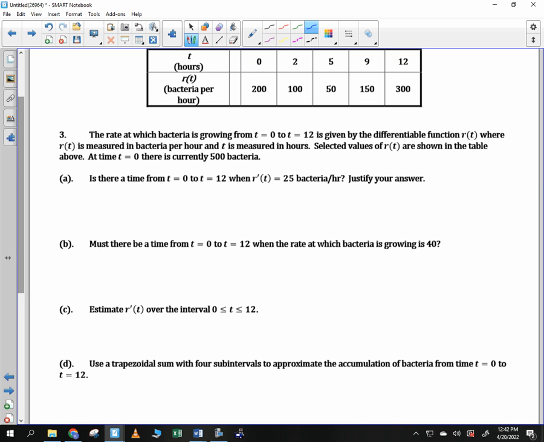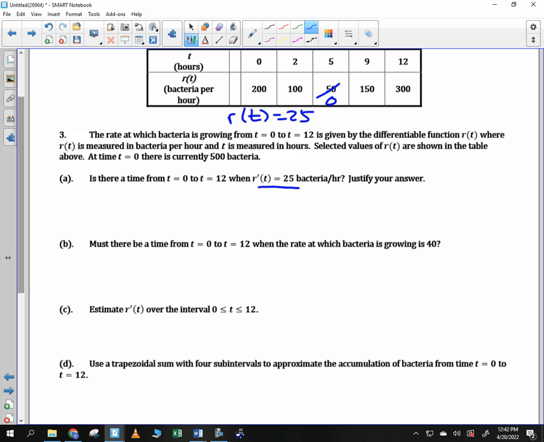Is there a time where r prime has to be equal to 25? Let's change the question. Is there a time where r of t has to be equal to 25? I'm changing the question. I'm not asking about r prime of t. Why? Yeah, so if this was a 0, then would there be a time where r of t has to be 25?